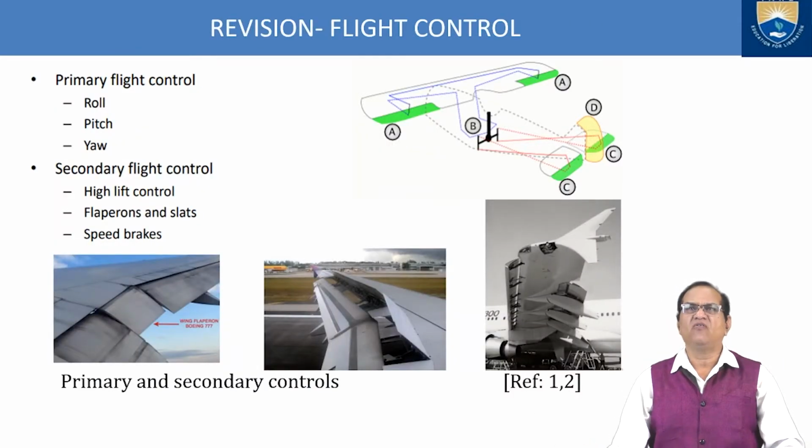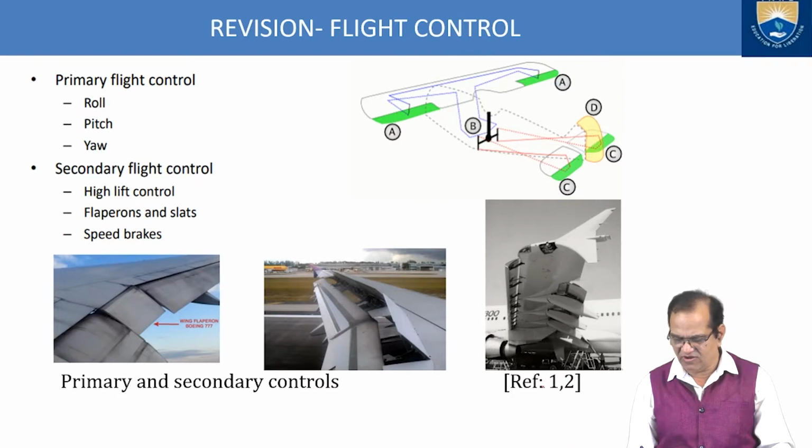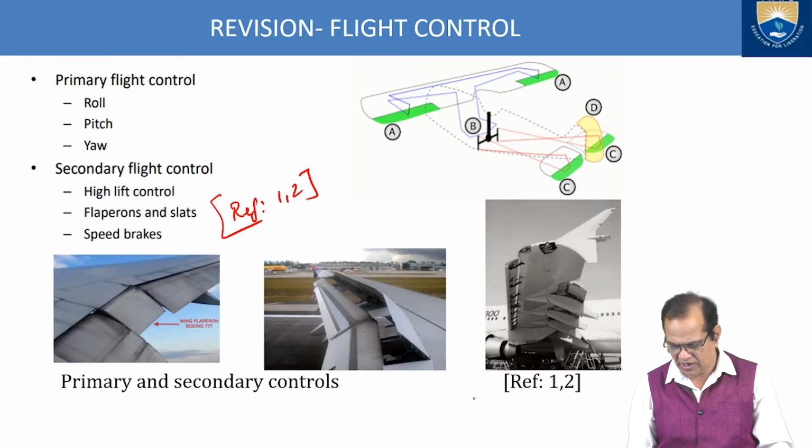So I will go for the revision of the flight control. Just now I explained that we have two major divisions of the flight control system. One is the primary flight control, covering roll, pitch and yaw, which I just explained with the aircraft and will explain further. Next is the secondary flight control. In this secondary we have the high lift control, flaps, slats and speed brakes. These things are referred from references 1 and 2, as I have shown here.